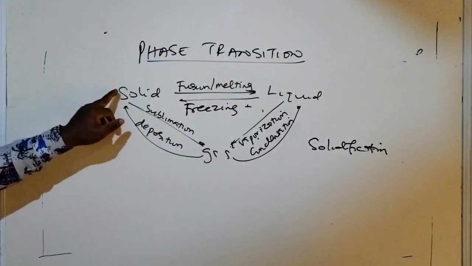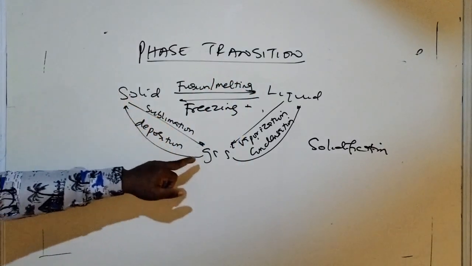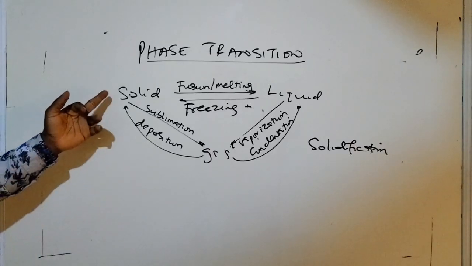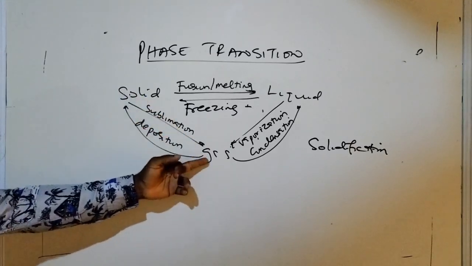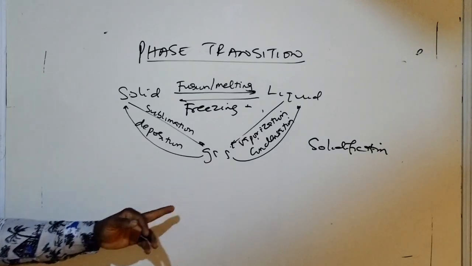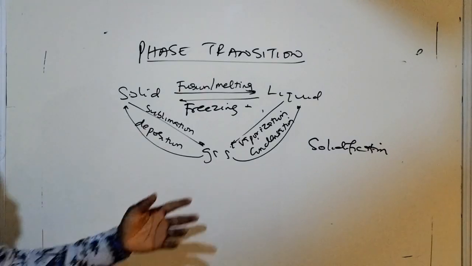Then a solid can change to gas, which is called sublimation. Few solids can change to gas. Examples: iodine crystal, ammonium chloride, dry ice. These compounds can change from solid state to gaseous state directly. And the gas can still return back to solid. This is called deposition.